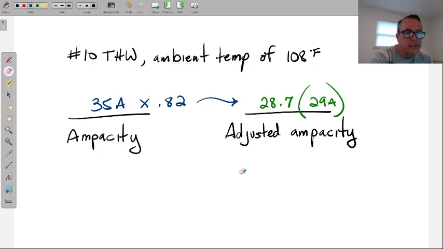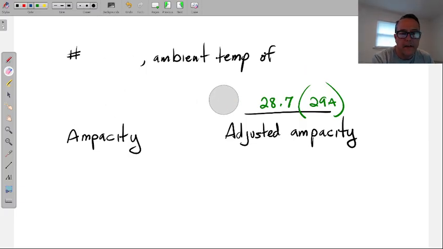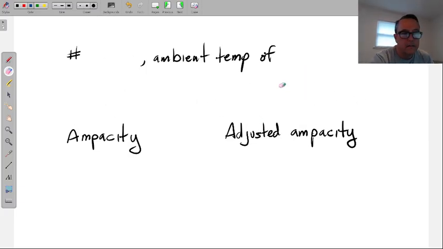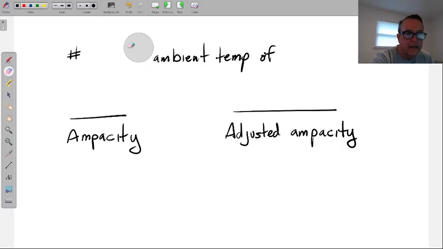So how this question can change, not in many ways that are going to get too complicated: I'll change the wire and I'll change the temperature. This will then lead us to a different ampacity, and of course then to a different adjusted ampacity. So let's try that one more time, just to make sure we got it. Or we can try it a few more times, however long it takes.